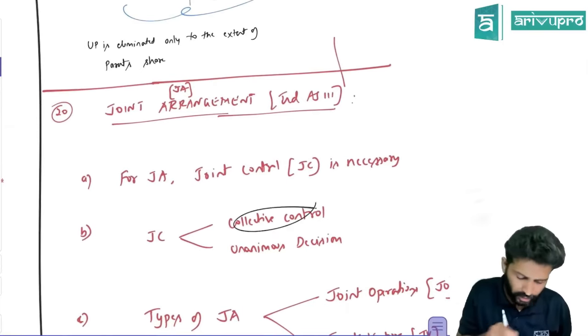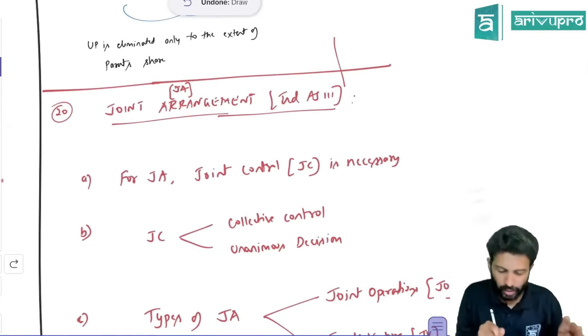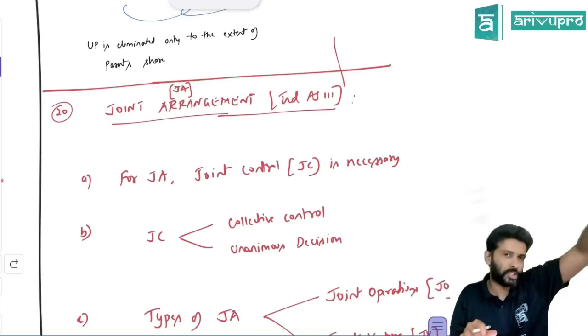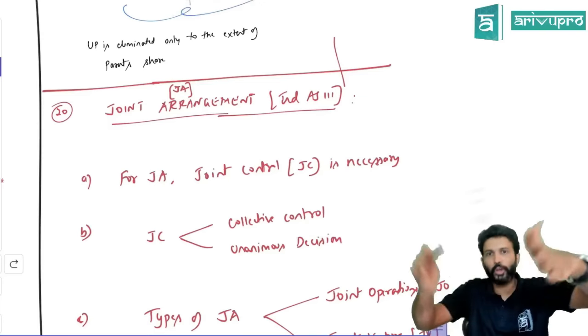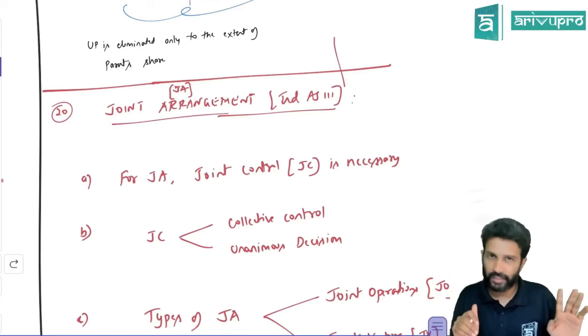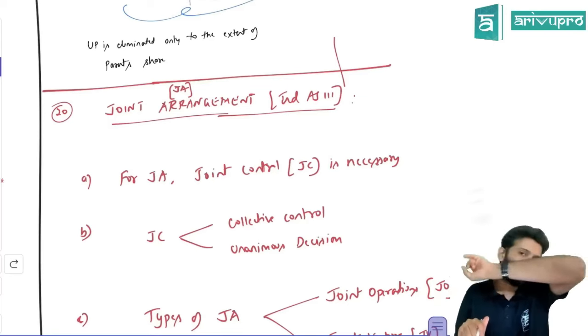We say joint control when there is collective control, meaning many people have control, and the decision is unanimous. One entity or one person will not take the decision. Decision is taken by all. If all of them approve, you will do that decision. Otherwise, you will not do it. So only if that is there, we say there is joint control and we apply Ind AS 111. Otherwise, we will not apply it.